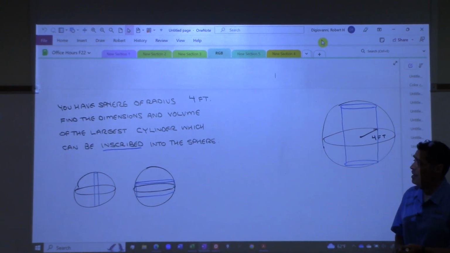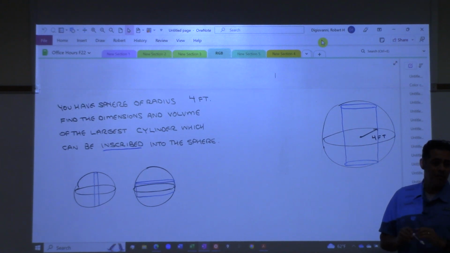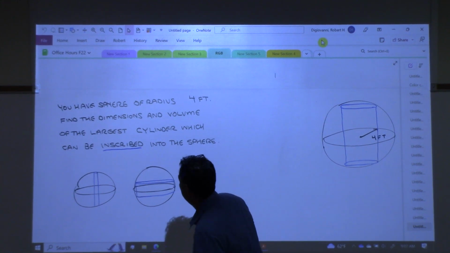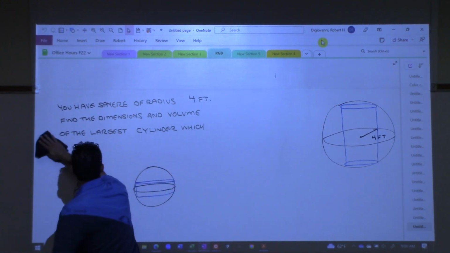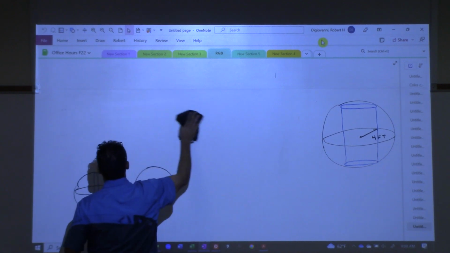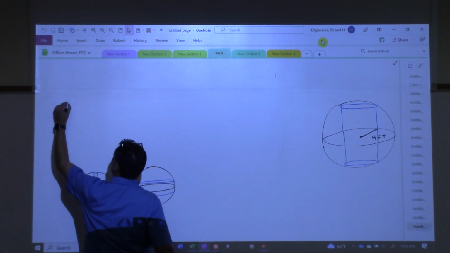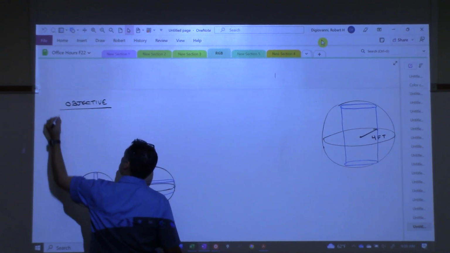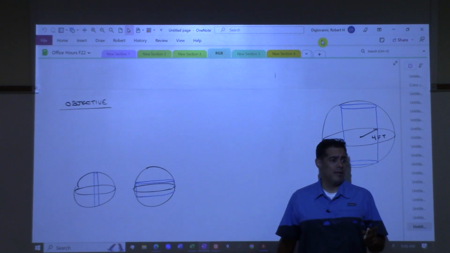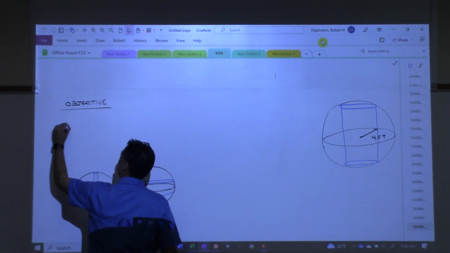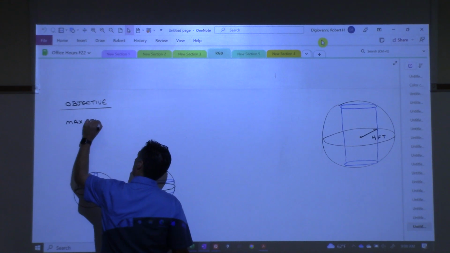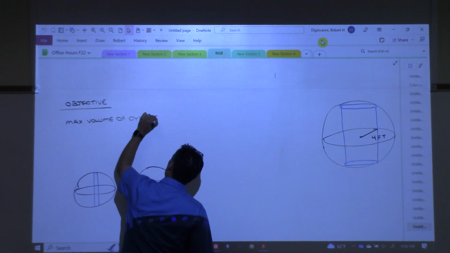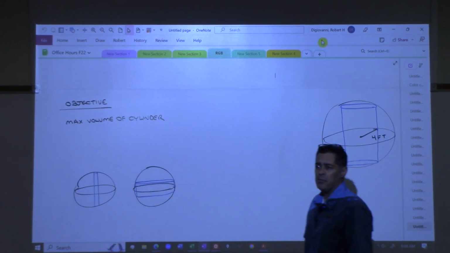we approach these. The first thing was to try and get the objective, right? The objective equation or objective function. So what is it that we are trying to do here? What's the objective here? What are we trying to find the maximum or minimum of? Maximum volume, right? We want the maximum volume of the cylinder. Right? That's what we want. The maximum volume of the cylinder.